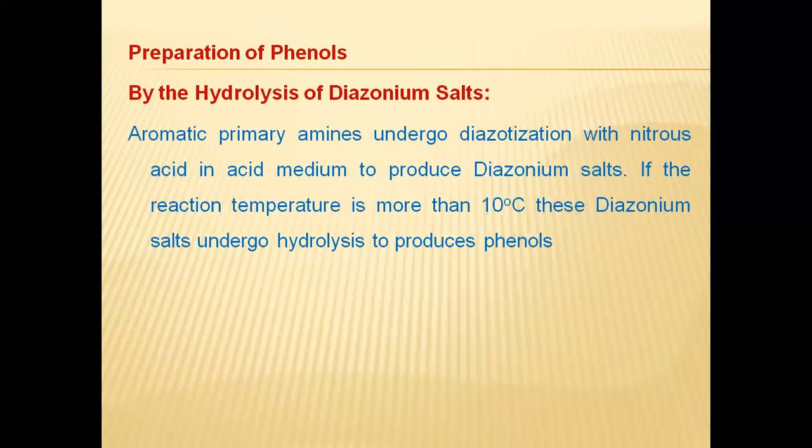So, what is a diazonium salt? Diazonium salts are prepared from aromatic primary amines. Aromatic primary amines undergo diazotization with nitrous acid in acid medium to produce the diazonium salt.